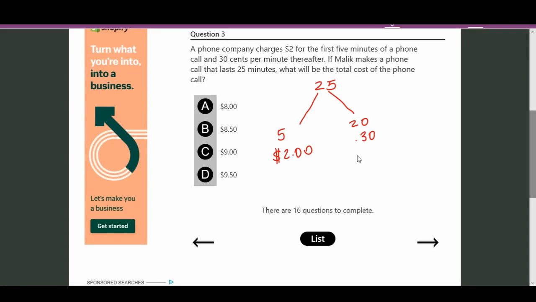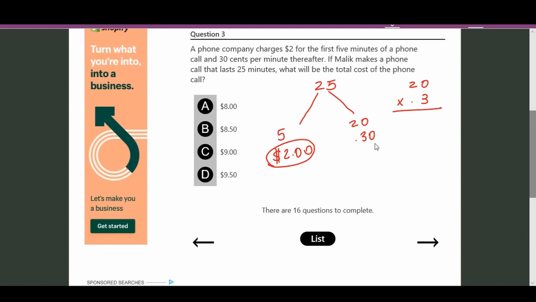So to solve this one, we just need to take this and add that to the cost of the 20 minutes of talking at 30 cents per minute. So I'm going to do 20 times 0.3. Again, 0.3 represents 30 cents.